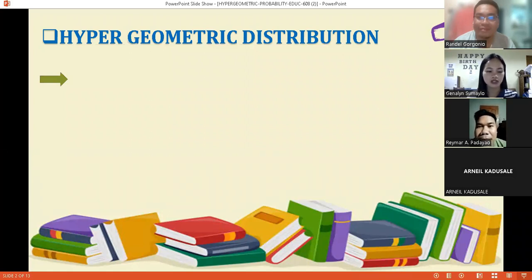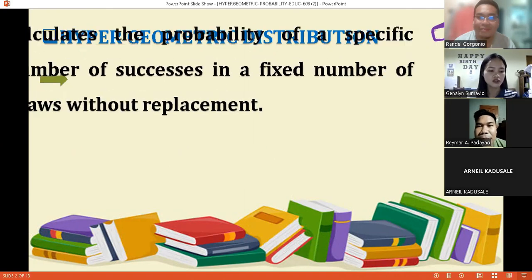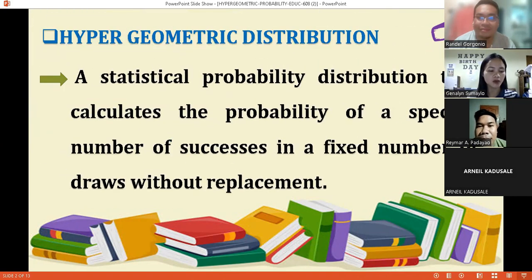Hypergeometric distribution. Hypergeometric probability is the probability of obtaining a certain number of successes for a given event in a sample of size n from a population of size N containing a known number of successes. It is used to calculate the probability of drawing a certain number of successes in a sample of size n without replacement from a finite population containing a known number of successes.